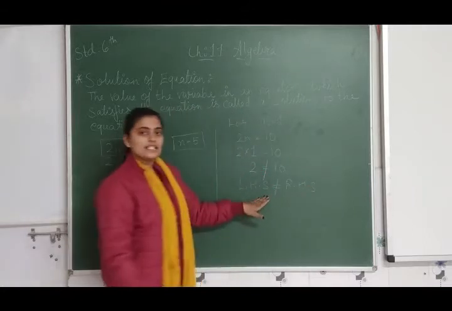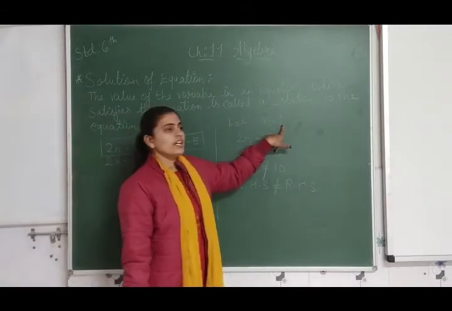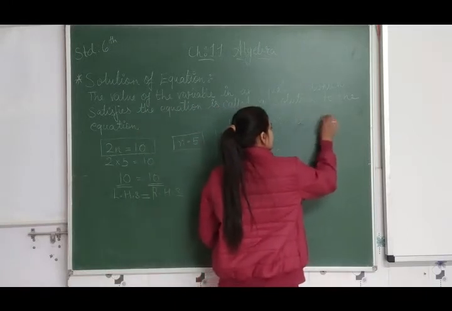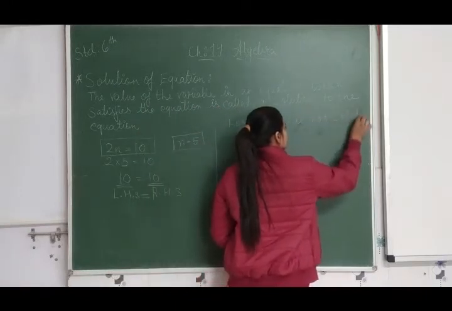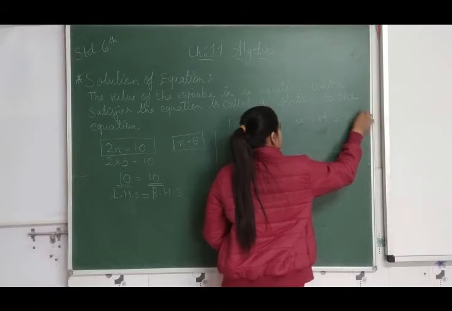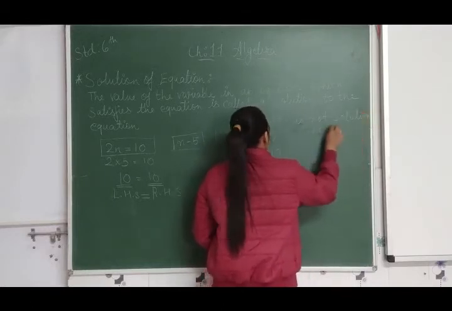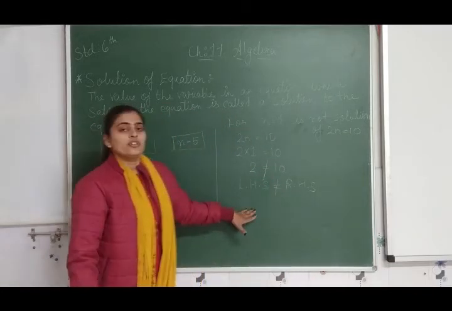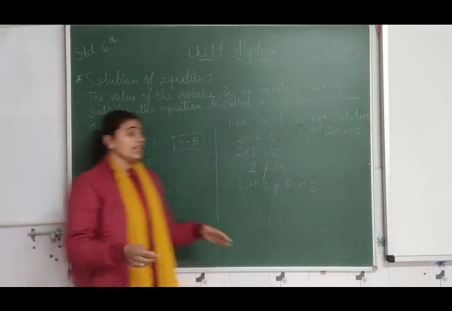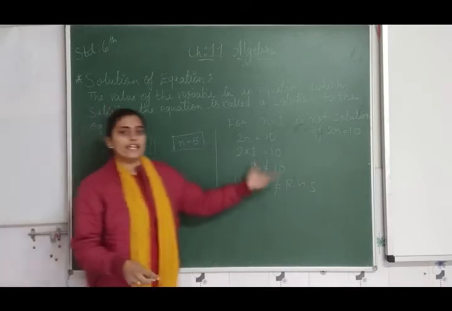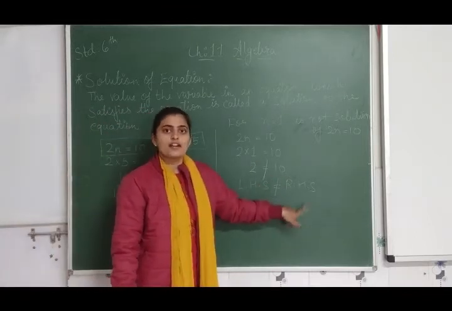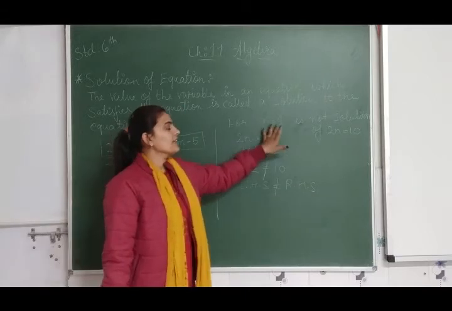This means that n equal to 1 is not a solution of 2n equal to 10. So if you take any value other than n equals 5, you are not going to get LHS equal to RHS. Let us take another example, n equals 6.